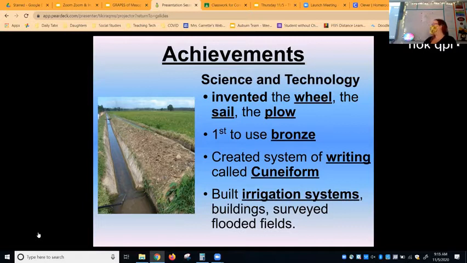All right, let's talk about science and technology. Some science and technology achievements from the Mesopotamians really affect our life every day. The wheel. These are the people that invented the wheel, like wheels on cars. They invented the wheel, the sail on boats, and the plow, which is a really important part of being able to grow food in bigger amounts. It helps you break up the ground in bigger spaces and faster so you can plant more seeds.